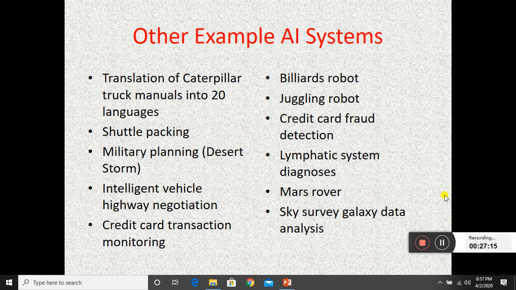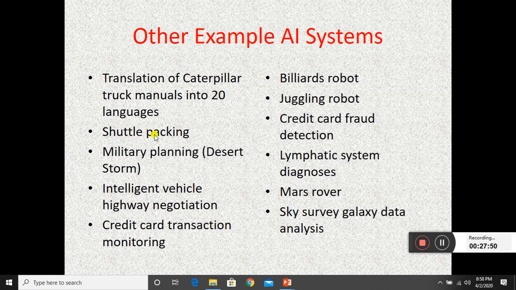Dear students, this is part of your course outline. These are all expert systems. So what is an expert system? An expert system works by its own. It has its own memory and its own processing. The best example of an expert system is your ATM machine.